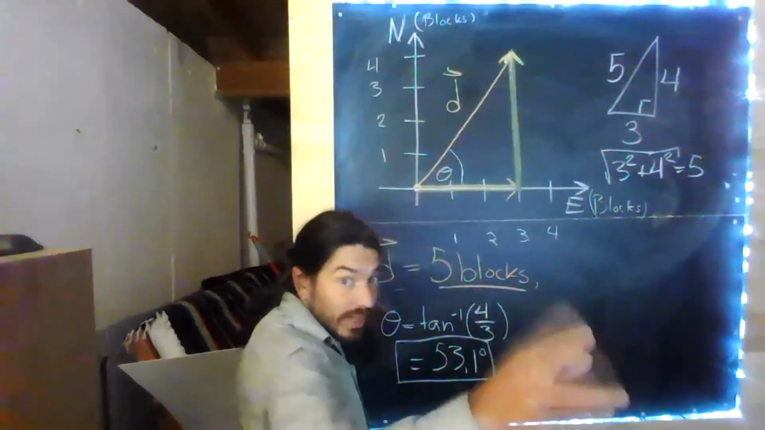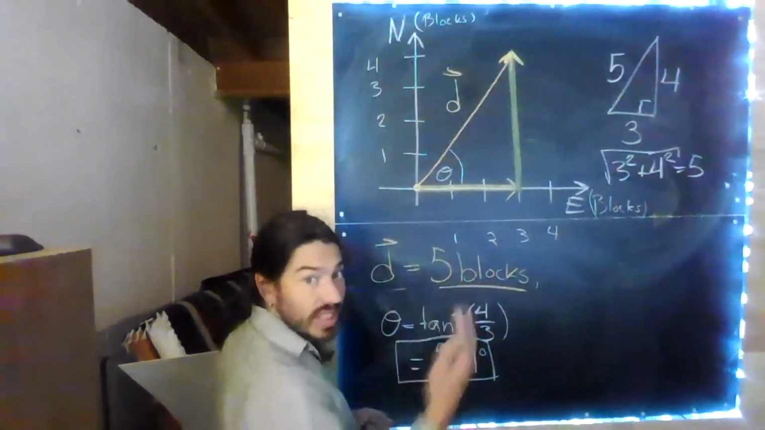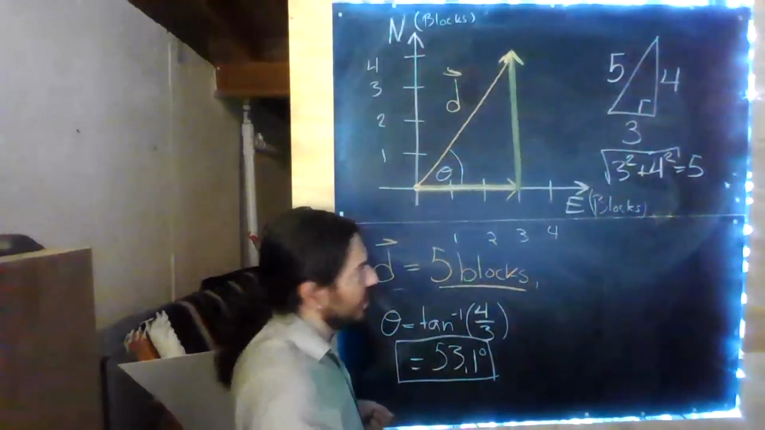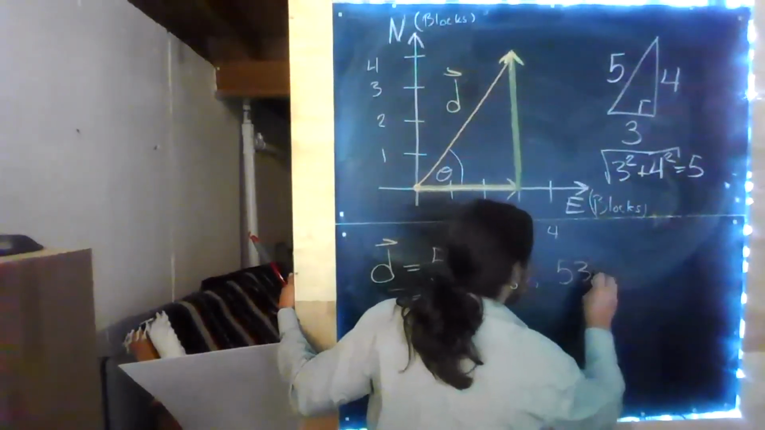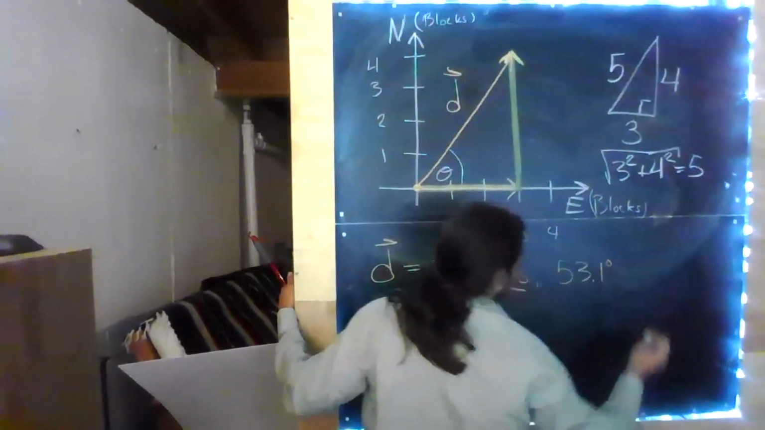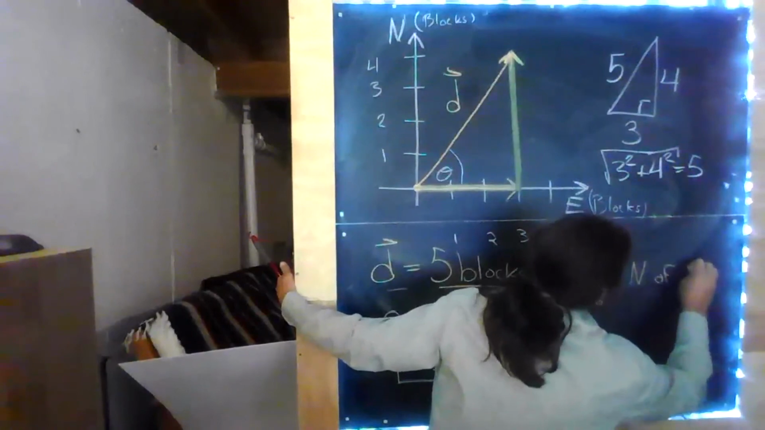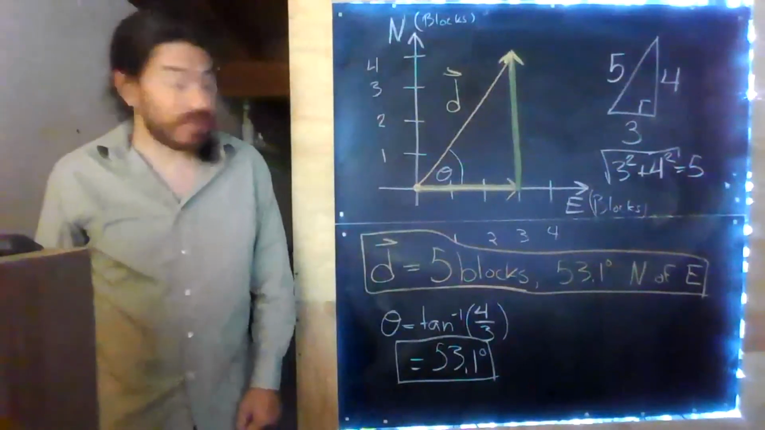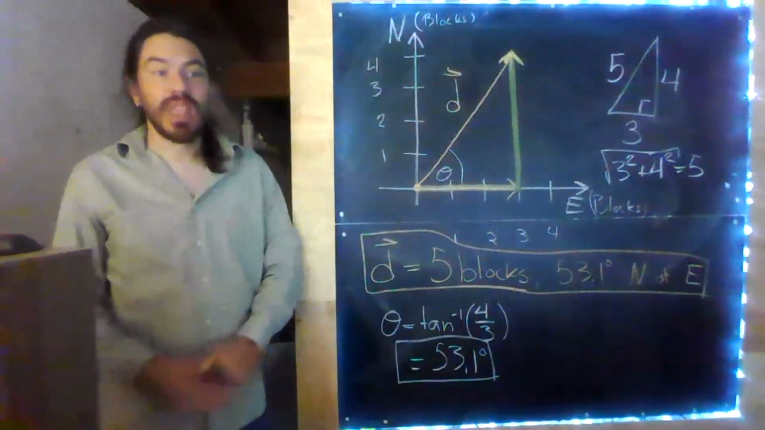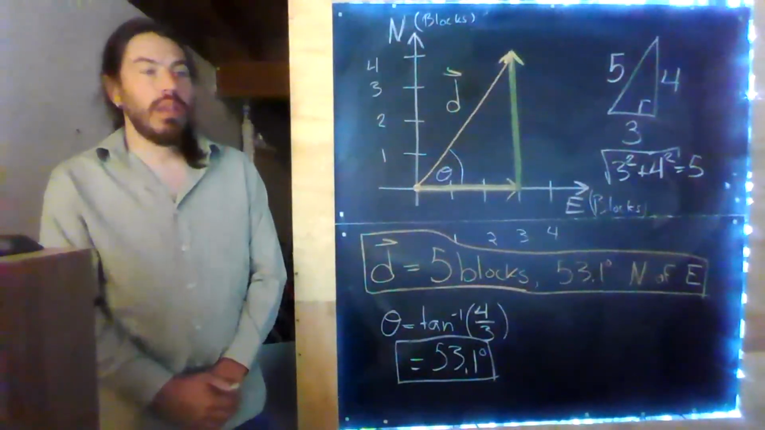Okay, so now we're ready to finish writing down what the displacement was. Right? We weren't done here because we just had a magnitude. We need a direction also. So 5 blocks, 53.1 degrees, and we could say that that is north of east. That is the displacement of Jane. That's her displacement. Great. Notice that we need 2 pieces, direction and magnitude.